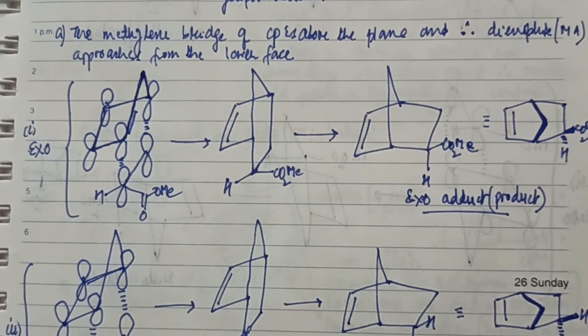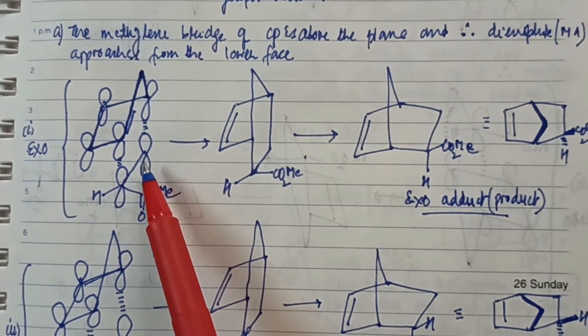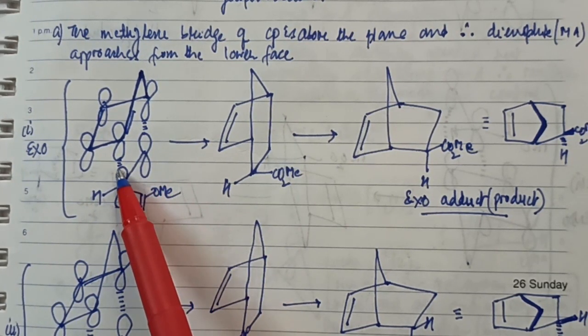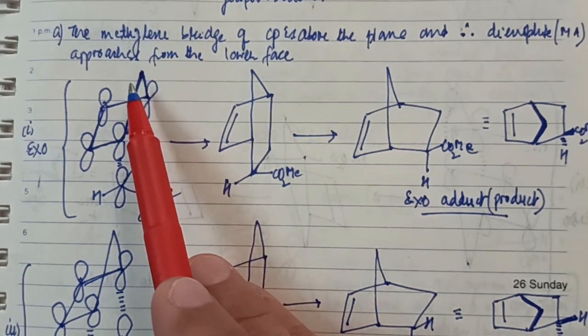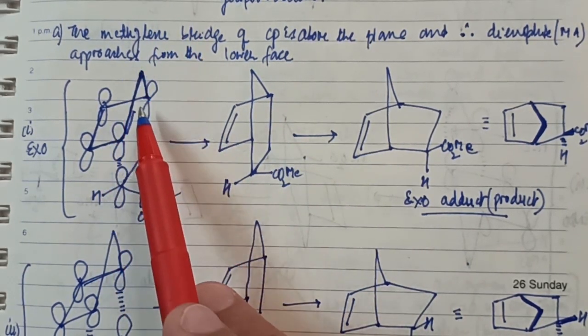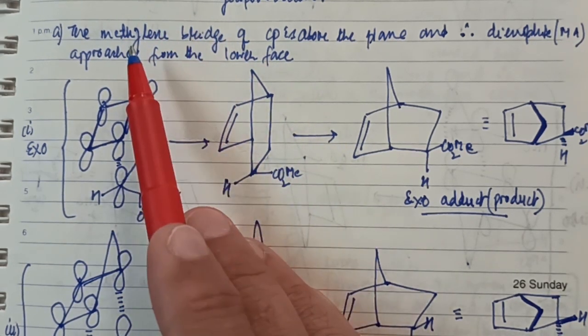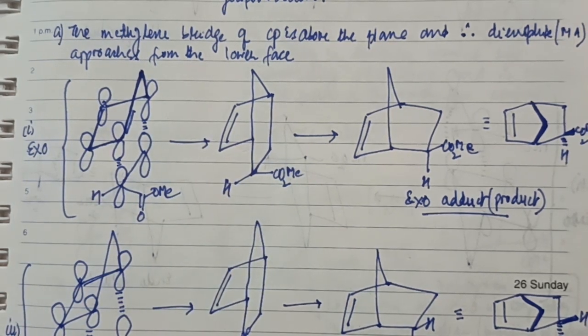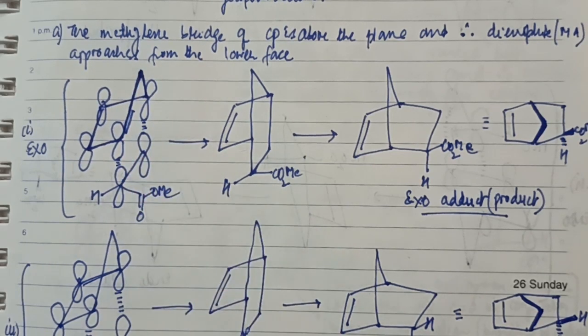Now, in this particular case, it is important to understand that the dienophile is presented with 2 different faces of the diene. The dienophile can either approach, as I've told you in the previous example, from the lower face, or from the upper face. If it approaches from the upper face, this methylene group will sterically repel it and will not allow the dienophile to effectively approach these two terminal lobes. Therefore, the possible selection of the pi face of the diene is the lower face if the methylene bridge is above the plane.